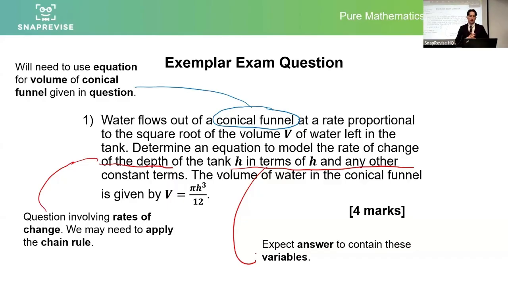Guys, do look out for the fact that it says water flows out of the conical funnel. So we're losing the water. So the gradient, this is where the derivatives are actually a minus. So this is maybe a type of problem you've practiced, but it's something we're going to have a little look at now before getting on to some harder derivatives.